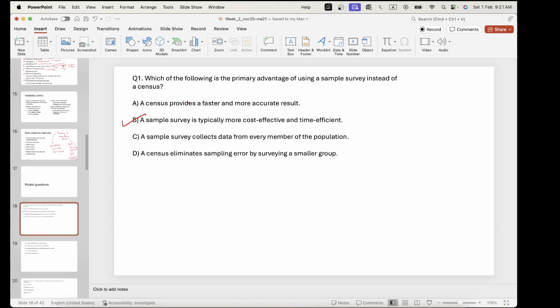Definitely a census provides accurate results, but is it faster? No. Does a sample survey collect data from every member of the population? No. And a census doesn't eliminate sampling error by surveying a smaller group. It may reduce, but it never eliminates. Yes, it doesn't do that.